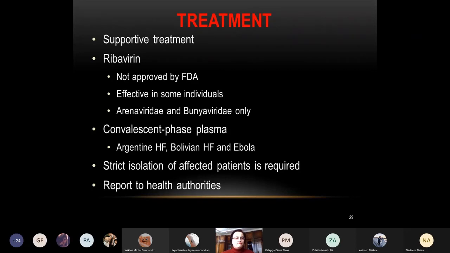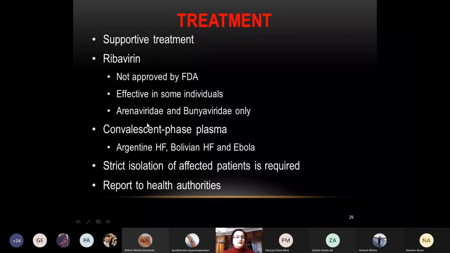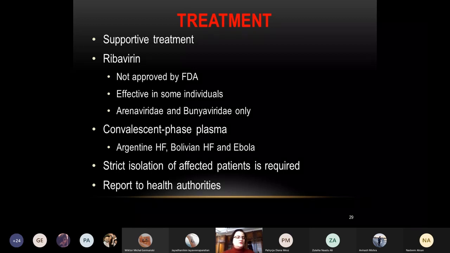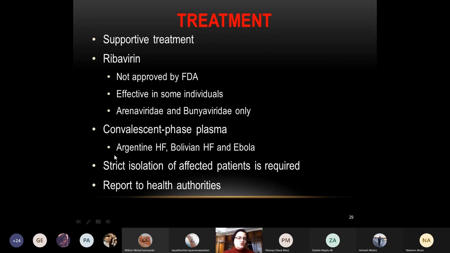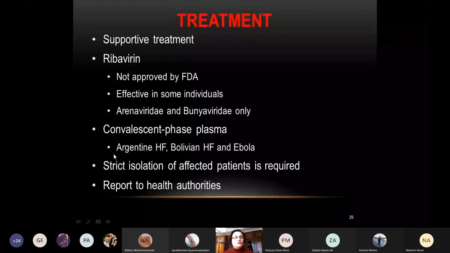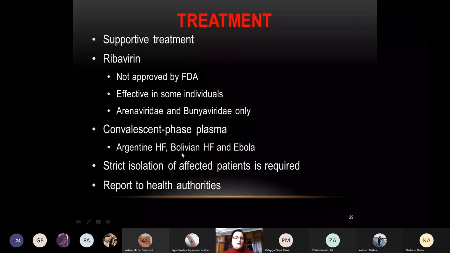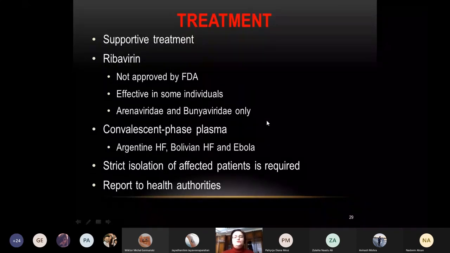While there are no antiviral drugs for treatment of viral hemorrhagic fevers, just ribavirin has been effective in treating some individuals with arenaviridae and bunyaviridae family viruses, but has not shown success against filoviridae, like Ebola, or flaviviridae infections. Treatment with convalescent phase plasma has been used with success in some patients with Junin, Machupo, and during the Ebola outbreak also, but it's still not proved. If infection with a viral hemorrhagic fever is suspected, it should be reported to health authorities immediately. Strict isolation for a patient is also required.